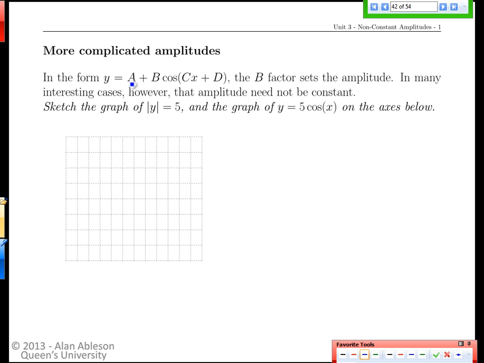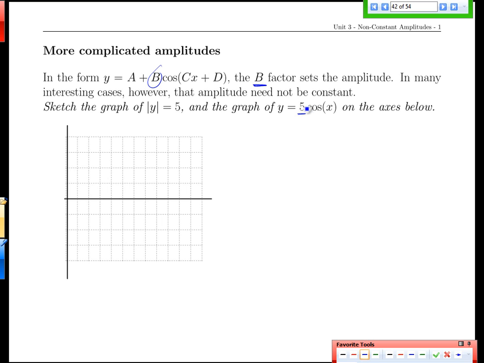When we had this shifted, scaled, horizontally shifted form, the B factor, the multiplier of the cosine or sine, is the factor that sets the amplitude. And we've treated that as a constant, like a single number in previous examples. However, there's no reason why we have to do that. Let's do a quick comparison here and talk about what this B value can do if it's not constant.